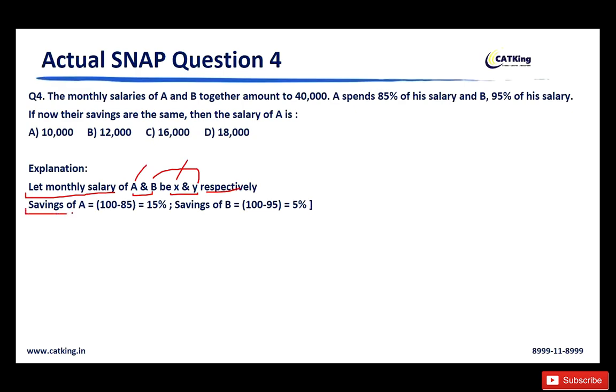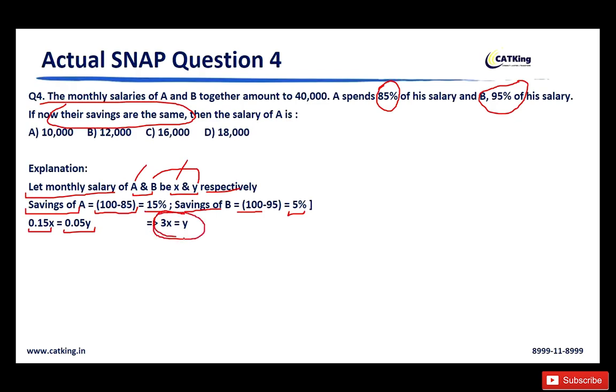Now the savings of A will be nothing but 100 minus 85 because the expenditure of A is 85%. So saving of A will be 15%. Similarly, B spends 95% of his salary. So savings of B will be 100 minus 95, that is 5%. Moving on, we know that their savings are the same. So 0.15x is equals to 0.05y, which gives me the expression that is 3x is equals to y.